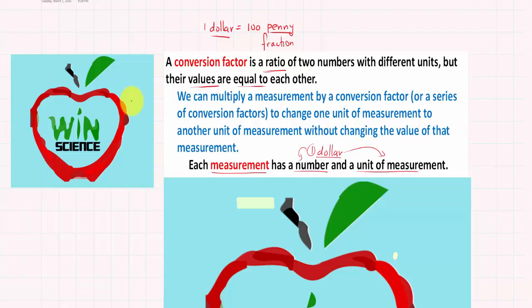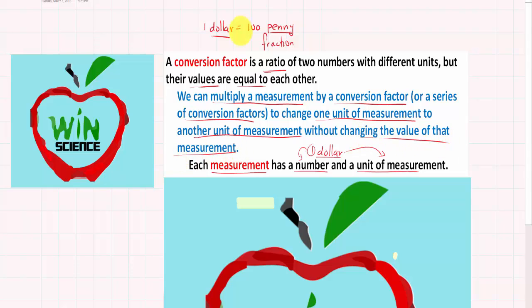When you combine two measurements of the same value, it doesn't matter that they have different units, we have a conversion factor. And what can we do with a conversion factor? We can now convert between two different units. So we can multiply a measurement by a conversion factor or a series of conversion factors to change one unit of measurement to another, that is, to change from dollar to penny in this case. But in chemistry it gets more complicated than dollar and penny. But the key part is that you are changing the unit without changing the value of the measurement.